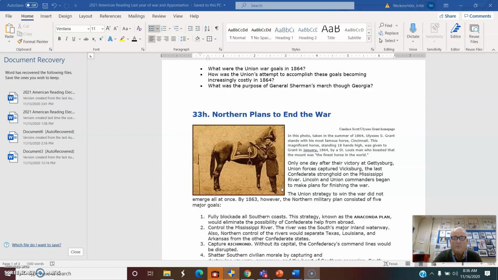So this gives you a framework. We're looking at the Union strategy to finish off the Confederacy and how it worked, and how the Union and the Confederacy met in Appomattox to end the war. So as you're reading this in a couple of minutes, when you look at every paragraph, stop and say, what does this teach me? What am I learning in terms of how it reflected the plans of the Union to end the war, and how the war eventually ended in Appomattox?